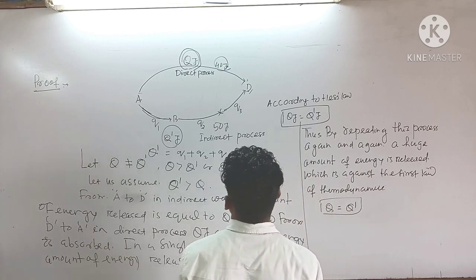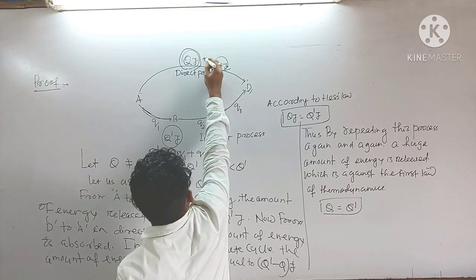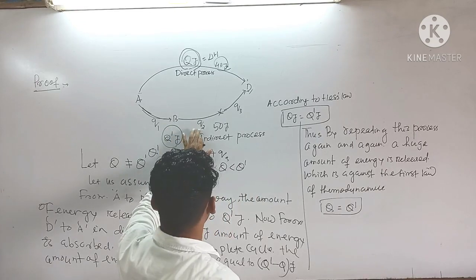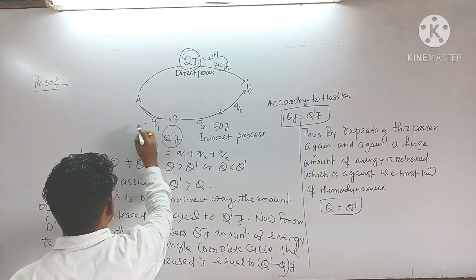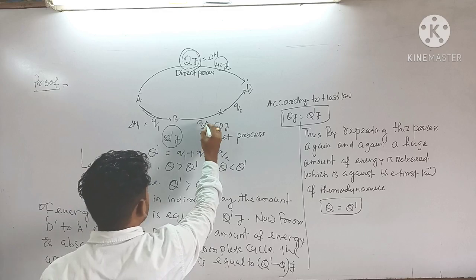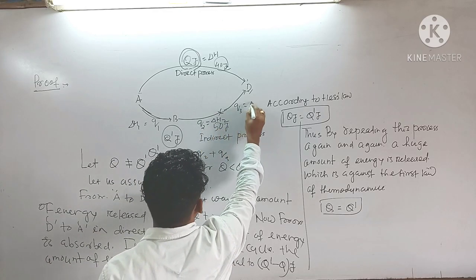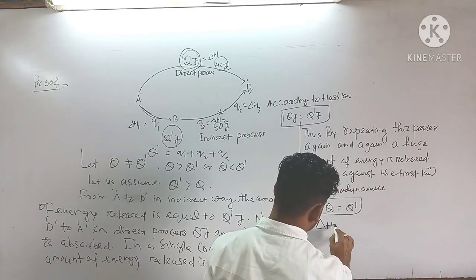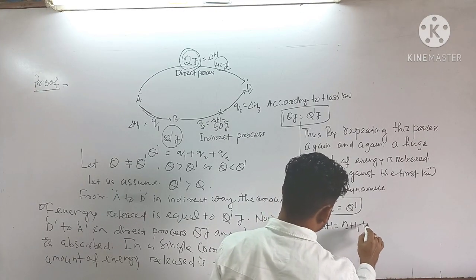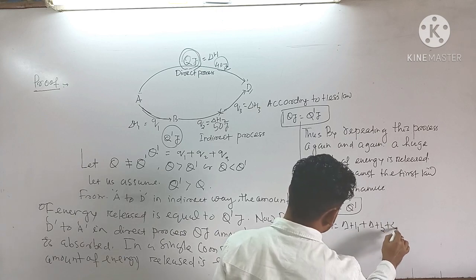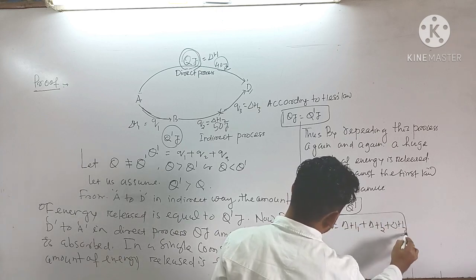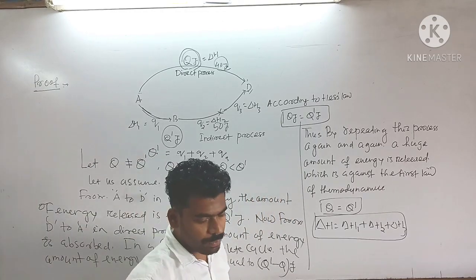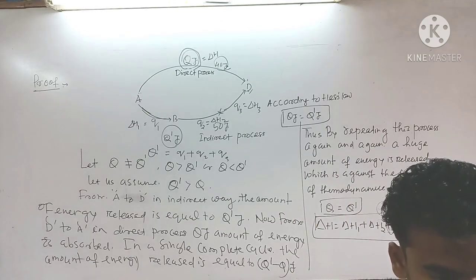That means if Q is equal to, I can say, del H, and this Q1, Q2, Q3, this one can be del H1, and this Q2 can be del H2, this Q3 can be del H3, then we only can write that del H is equal to del H1 plus del H2 plus del H3. So this one is the theoretical proof of Hess's law of constant heat summation. Clear?